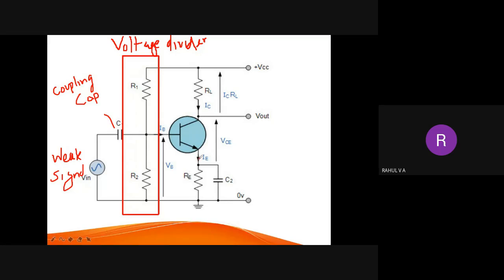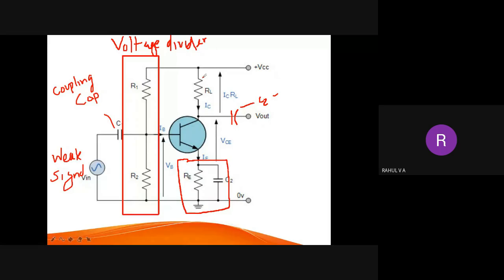Then we have one capacitor and a resistor connected to the emitter terminal of the transistor. And at the output also, you will have one more capacitor. This capacitor is named C2. This is also a coupling capacitor. There is also a load resistor, which is connected everywhere, and it is not that important in this circuit. Now, if I ask how many capacitors are there in this circuit?